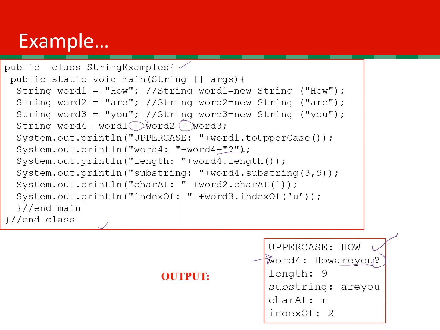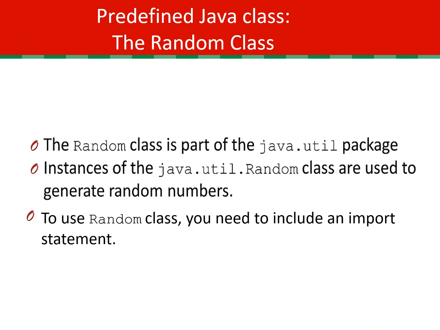And then char at, it will return the character at a location. It will check what is the character at 1. Oh, sorry, this is from word 2. Word 2 is R, right? So character at location 1 is 0, 1, so it will return R to you. Index of is actually going to look where does U exist in word 3. Word 3 is U, so the location of U is 0, 1, 2. So that's why 2 is there. Alright, so that's on string class.